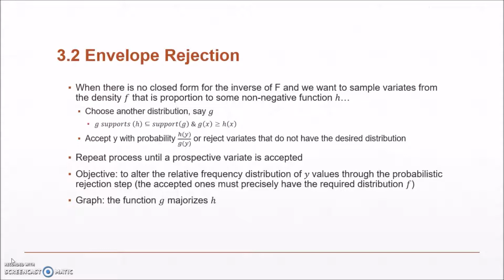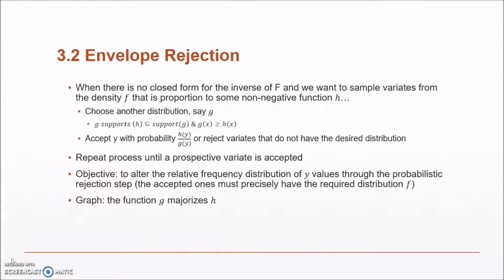The second way we can do it is an envelope rejection. When there's no closed form for the inverse of F and we want to sample variates from the density f that is proportional to some non-negative function h, we can do two things. We can choose another distribution, say g, where the support of h is a subset of the support of g and g of x is greater than or equal to h of x. And we can accept y with the probability of h of y over g of y, or reject variates that do not have the same desired distribution.